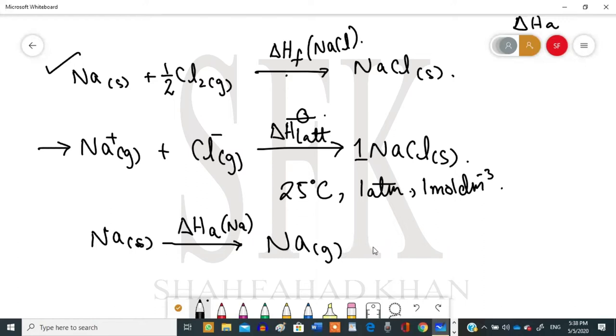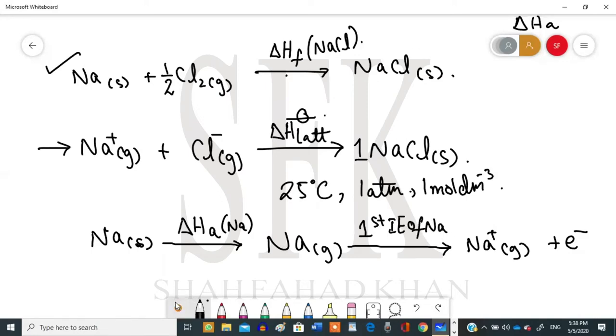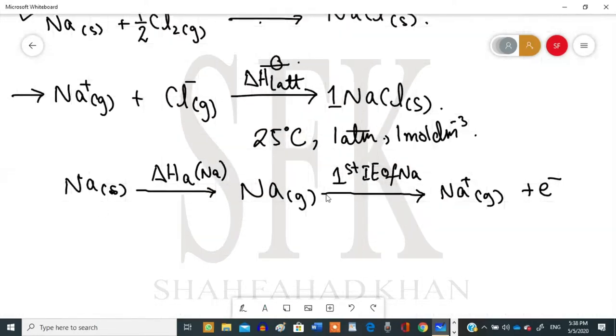Now, if I remove an electron from sodium, I'll get sodium positive gaseous ions. And the enthalpy change of this reaction is going to be the first ionization energy of sodium, right? Agreed, guys? Any issue so far?